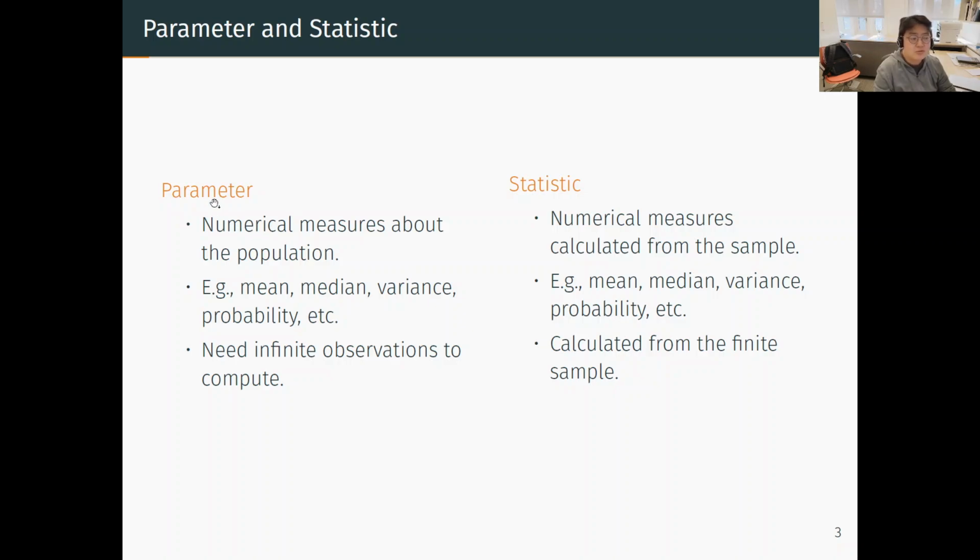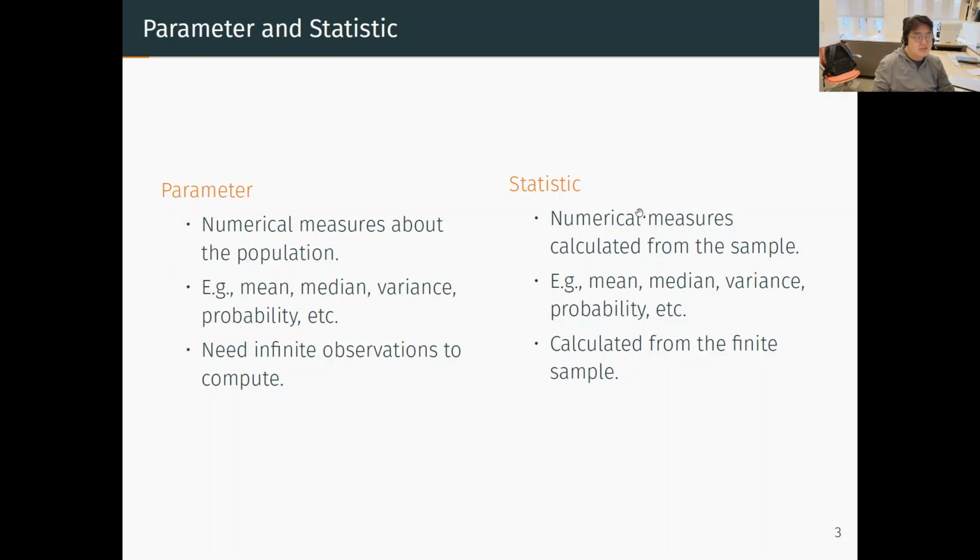And to know the true parameter, you need infinite observations. You need to observe everyone. So I will simply call them infinity, right? So you need to observe everything, everyone included in the population, which is like infinity, not possible. But the point is, the parameter is what we want to know.